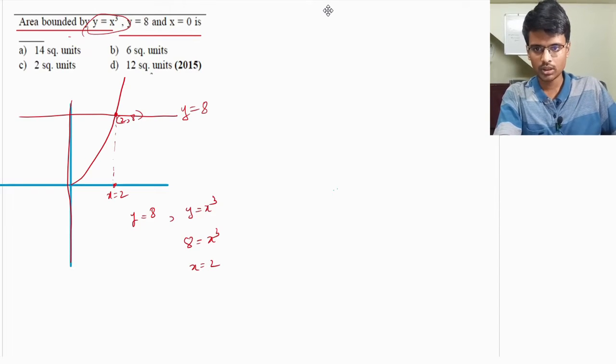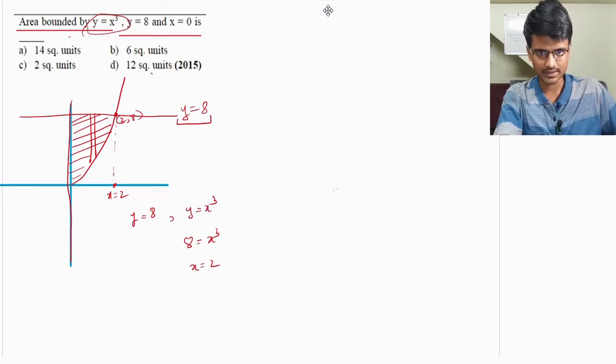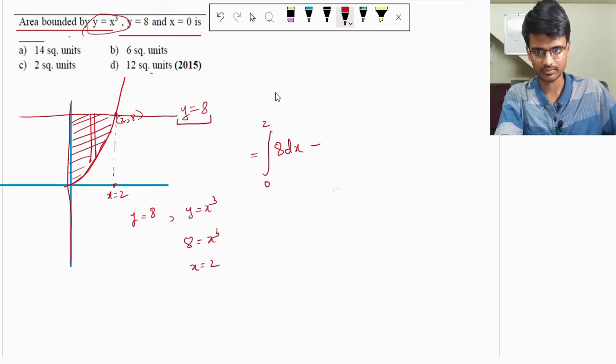So the bounded area is nothing but this one. This is the thing we need to find out. How will we find it? First, I'll be taking vertical strips. First, the area bounded by this line with the y-axis, minus the area bounded by this curve with the x-axis. So what I'll be doing is the integral from 0 to 2 of 8 dx, minus this area. I have to subtract this area.